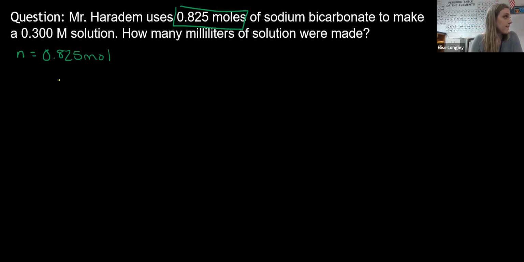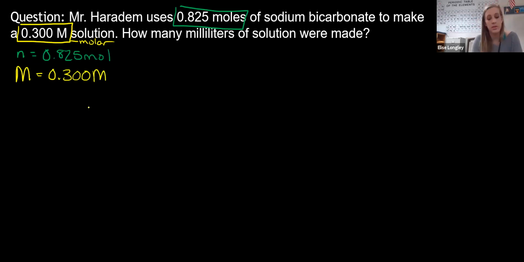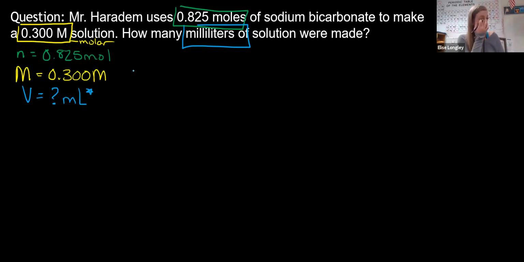0.300 M solution. This capital M is pronounced molar, just like your teeth, molar. So that capital M is the same as its unit, 0.300 molar solution. Awesome. And what are we looking for? Milliliters of solution. So what is milliliters? Volume. Yeah, so that's volume equals question mark milliliters. That's important. Okay. All righty.